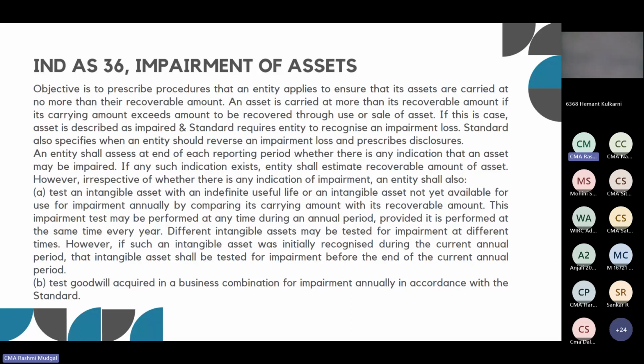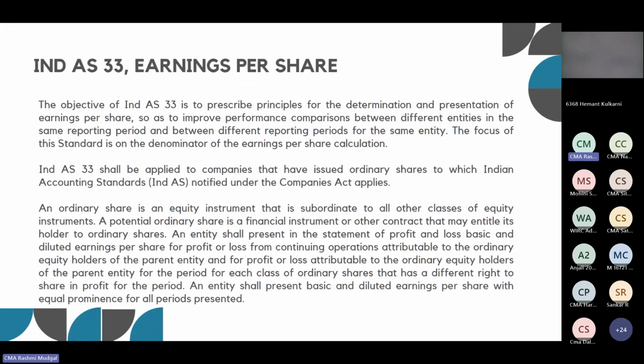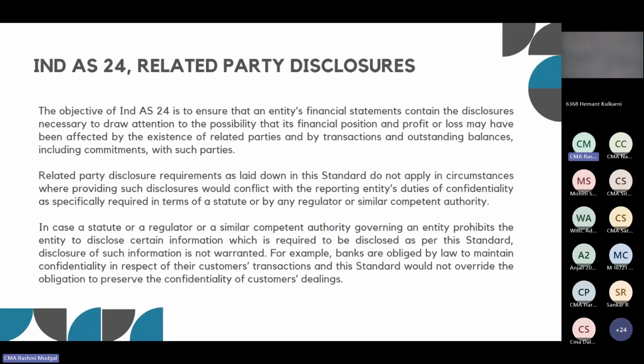Okay, different intangible assets may be tested for impairment at different times. However, if such an intangible asset was initially recognized during the current annual period, that intangible asset shall be tested for impairment before the end of the current annual period. Test goodwill acquired in a business combination for impairment annually in accordance with the standard. So these are the accounting standards I have covered today with the introduction.